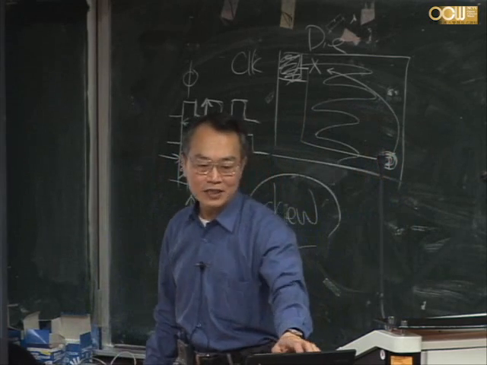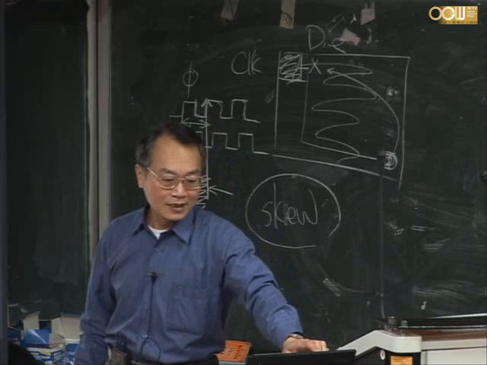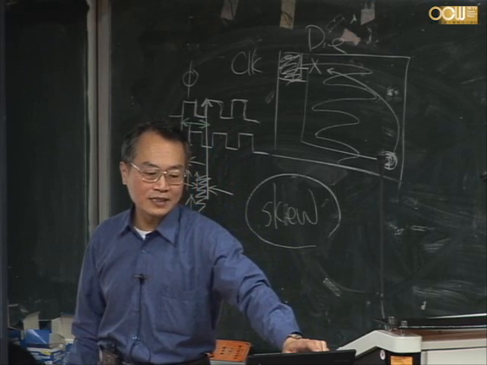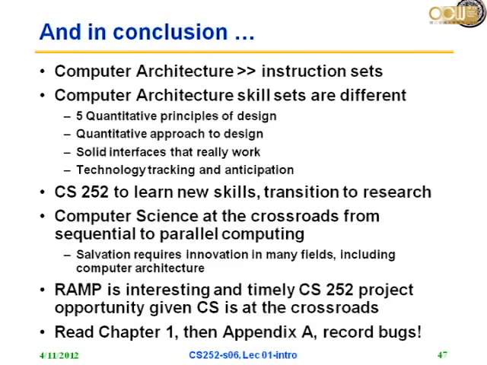And in conclusion, computer architecture is much more than just instruction set design. And computer architecture skill sets are different. If you want to design computer architecture, you need to know a lot of things: five quantitative principles of design, quantitative approach to design, solid interfaces that really work. So you need to make things really work, no jokes in designing computers. Everything will have to be exercised, tested in order to make the billion transistor chip or circuit work.